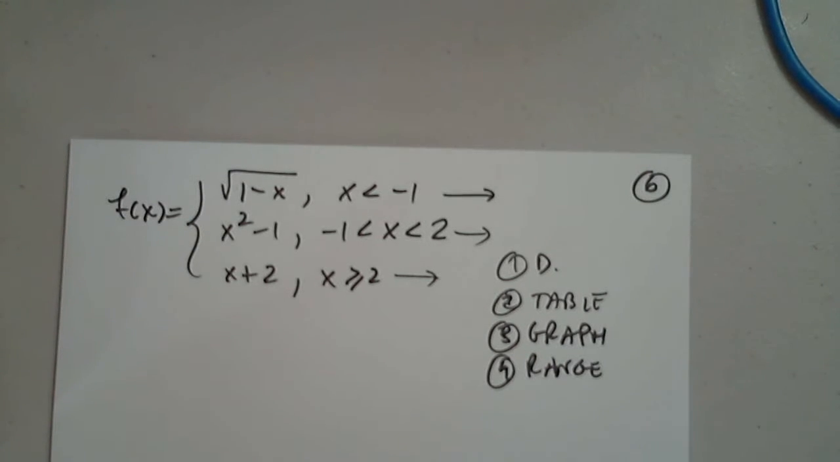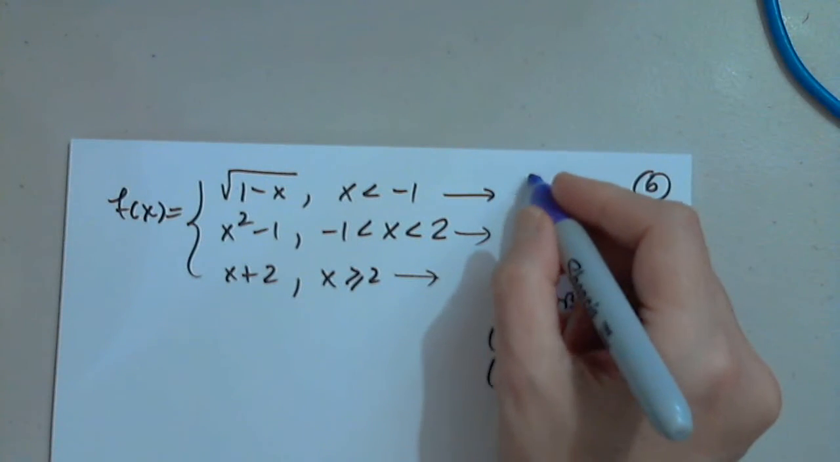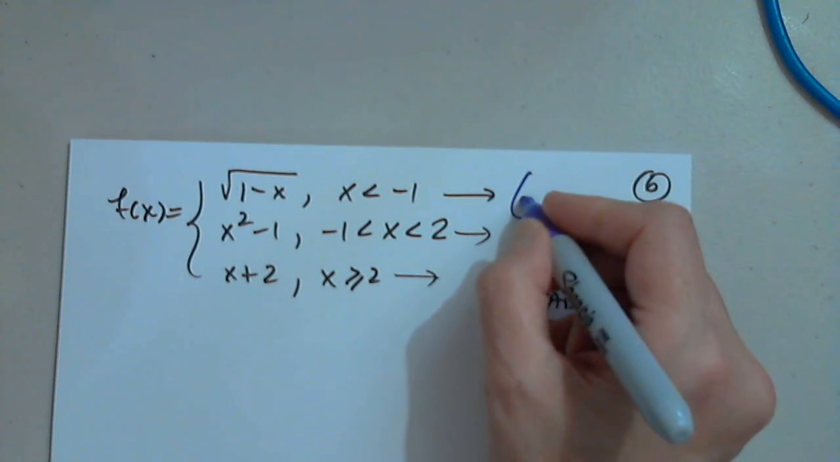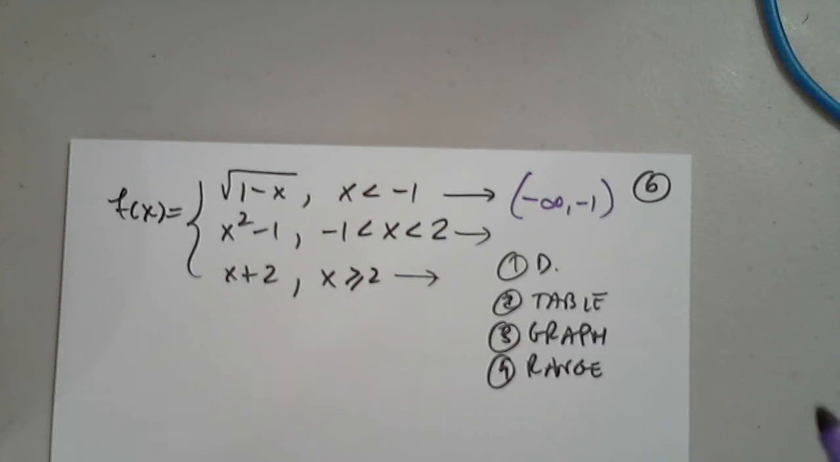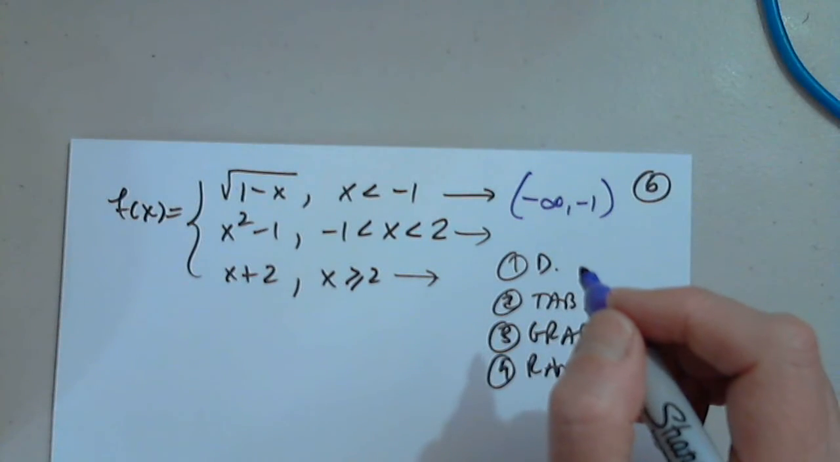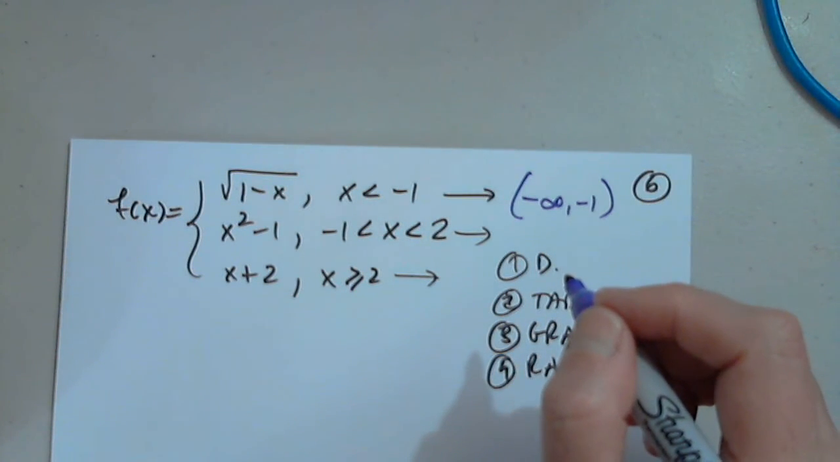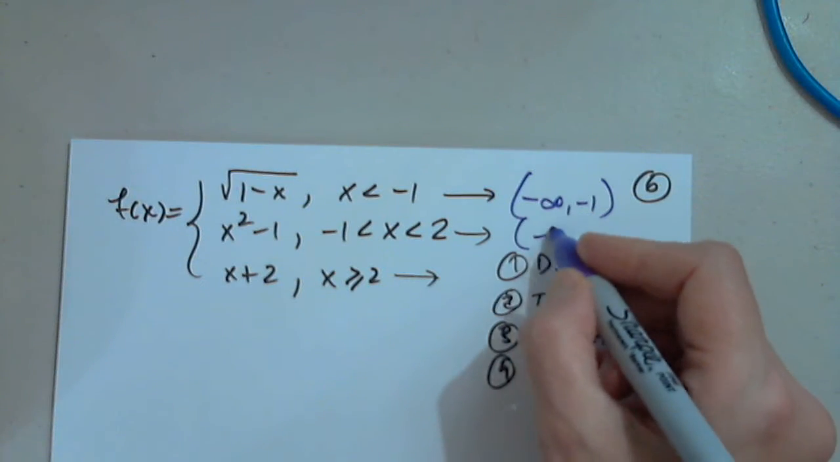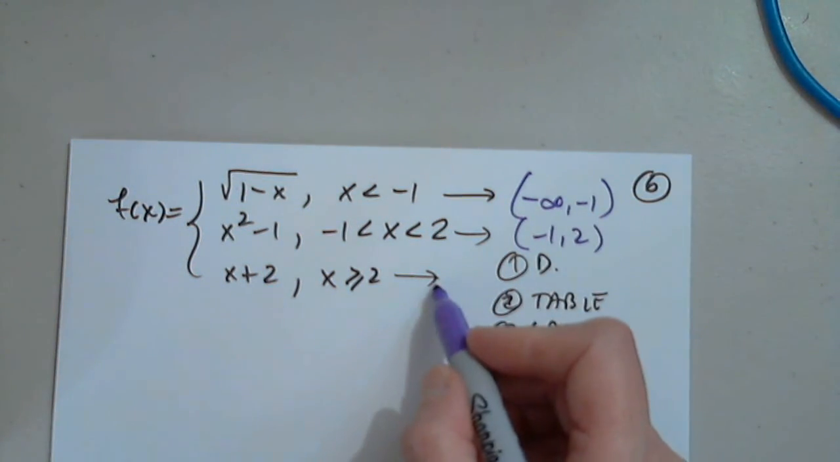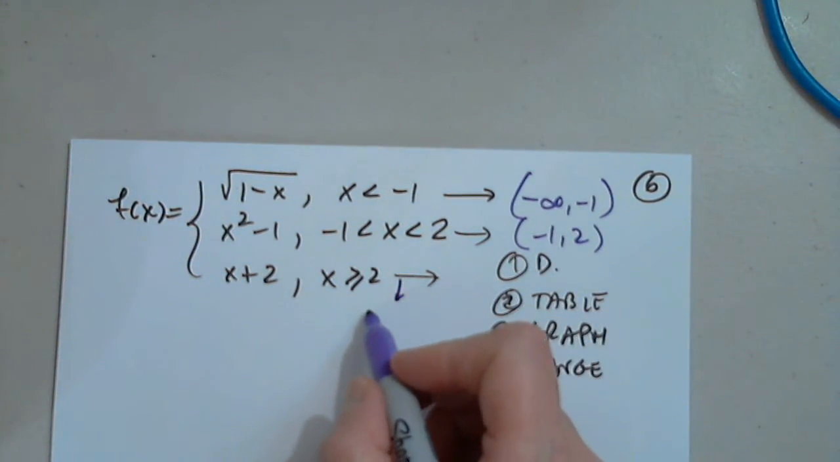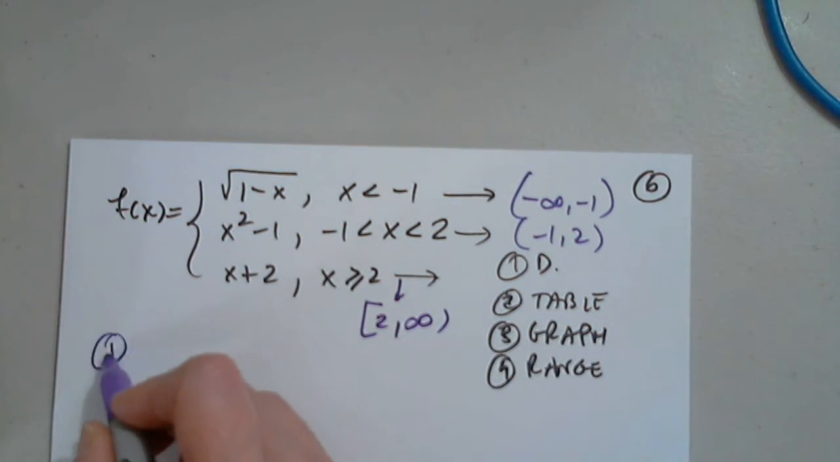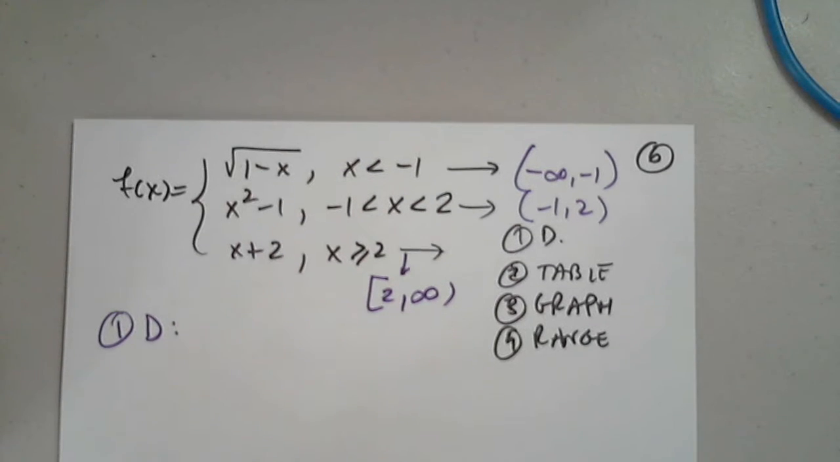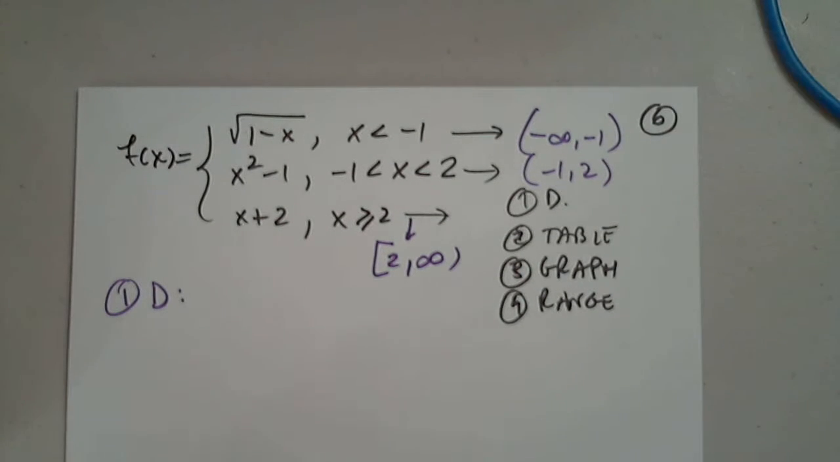The first one would be open parentheses, negative infinity to -1. Awesome. Second one. Perfect. Open parentheses, -1 to 2. Very good. And this one is closed 2 to infinity. Excellent. So then let's establish the domain for this function. Awesome. Well done. Thank you.